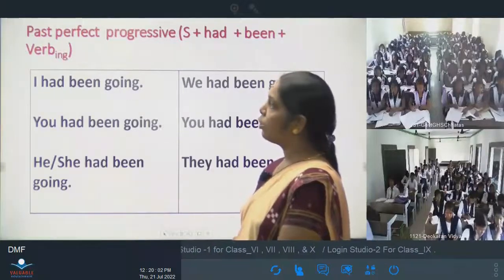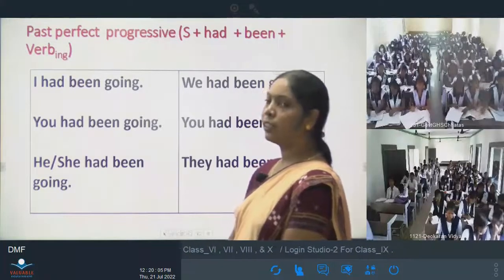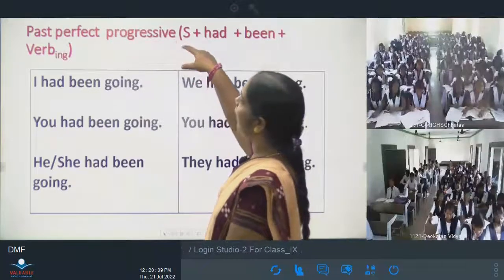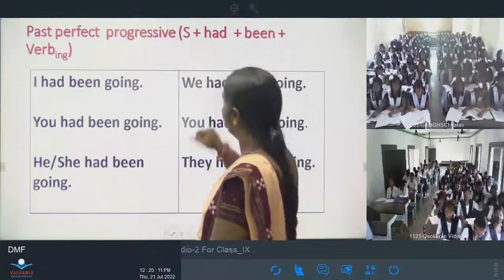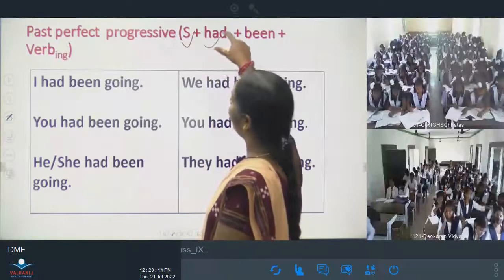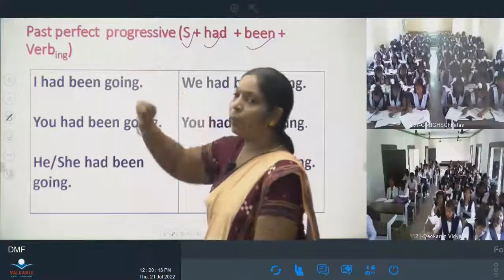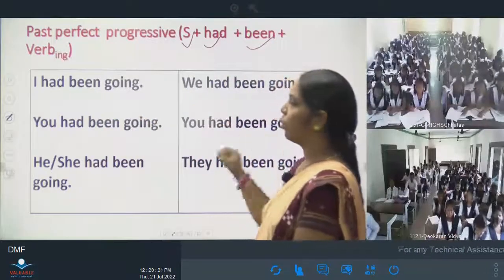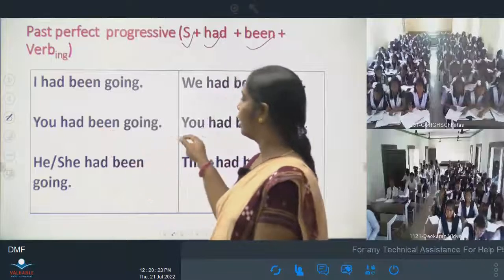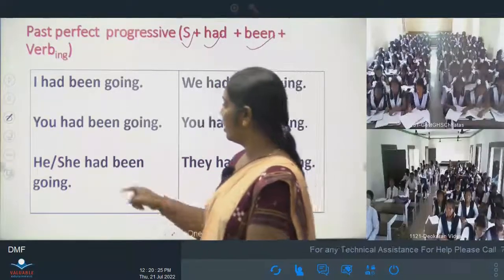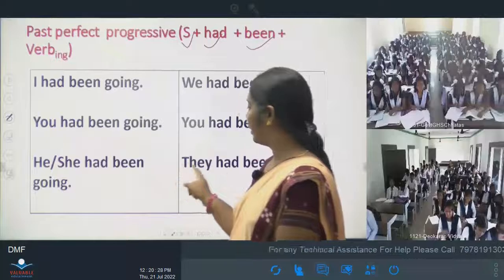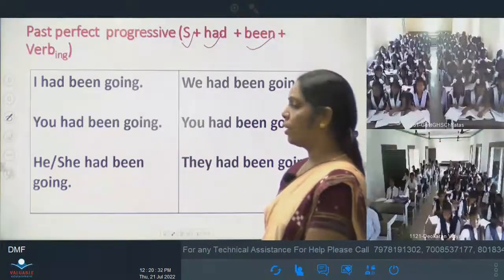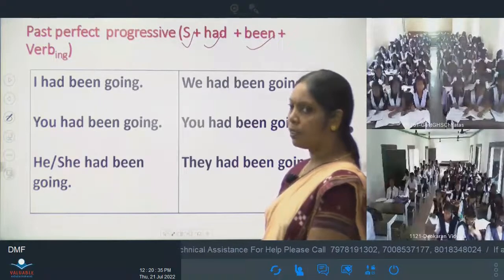Now, past perfect progressive. We will see the structure and its form. Here: subject, had, been, and verb with its ing form. I had been going, we had been going. You had been going, you had been going. He or she had been going, they had been going. So this is the form here. Now let's see its uses and examples.